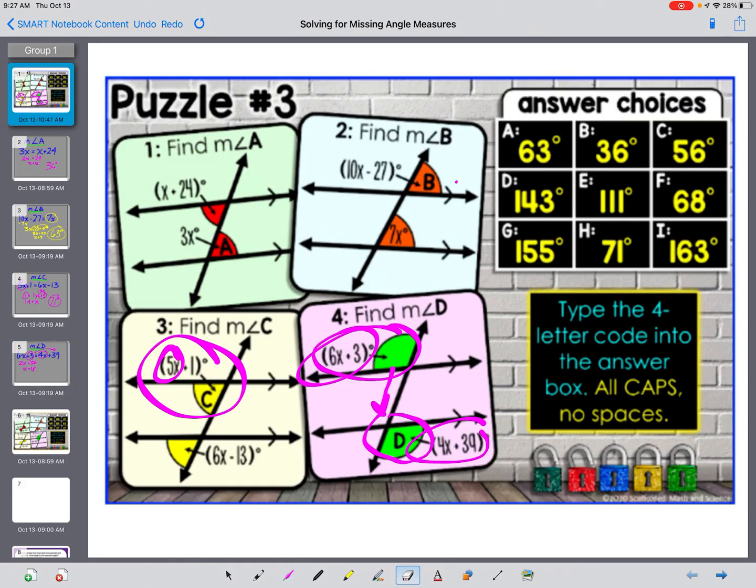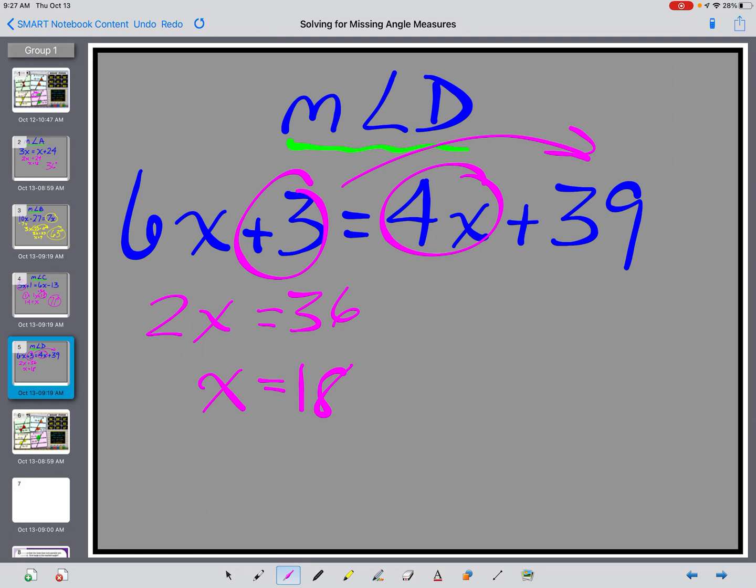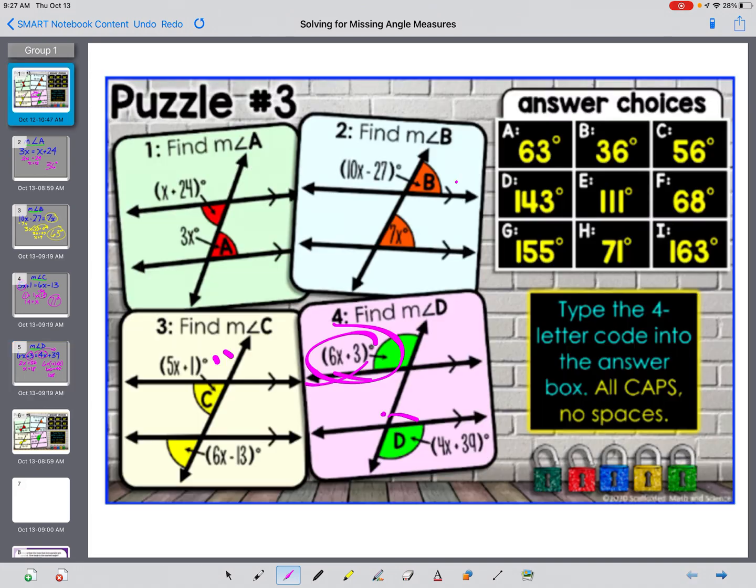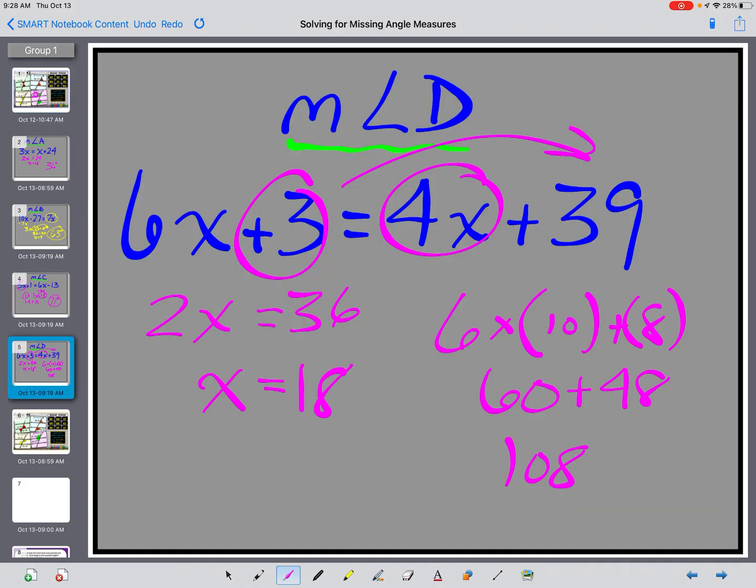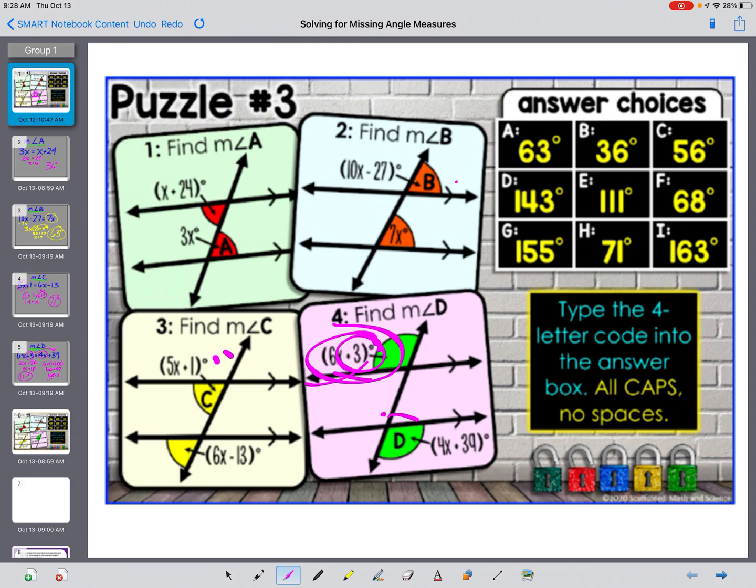Substitute 18 in to one of these expressions. I'm going to choose this one here. I'll do 6 times 18 plus 3. All right, so 6 times 10 plus 8. That's the same thing as doing 6 times 18. That's 60 plus 48. That gives us 108. And then I have to add in the 3. So that gives us now 111. So the measurement for angle D is 111 degrees.